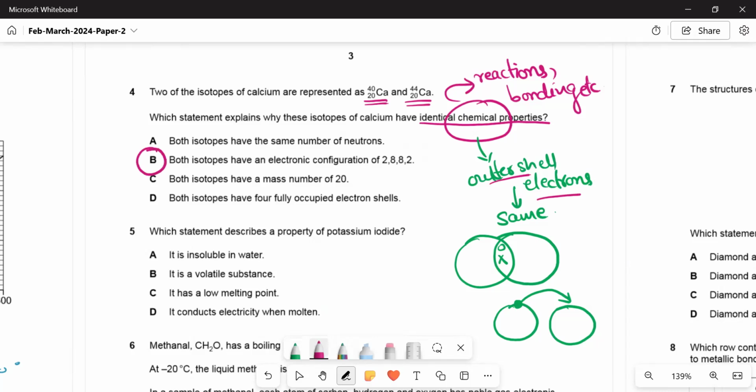So answer B is correct: both isotopes have an electronic configuration of 2,8,8,2. They both have 2 electrons in their outer shell. That's why their chemical properties are the same.